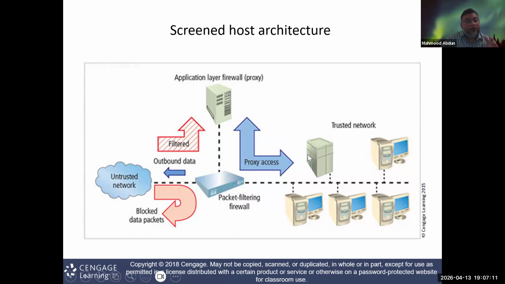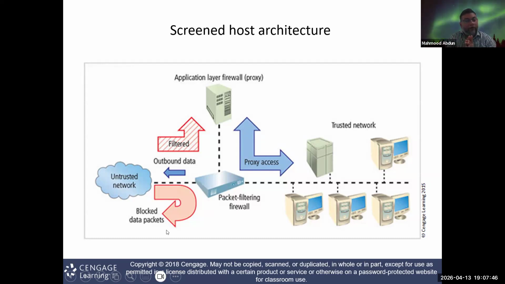Sorry, the internal entities cannot access the internal entities directly. They need to go through the application layer firewall. The application layer firewall will check whether it is an approved request, like a particular website or something like that, or the content of the website that is coming to you. The application layer firewall can notice each of these and filter each of these based on the content, and then allow this through the packet filtering firewall.